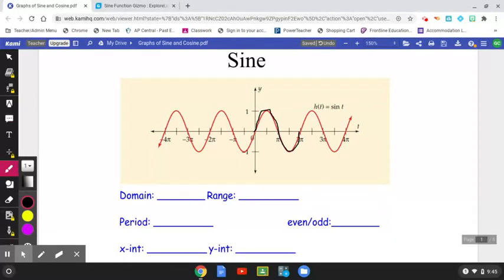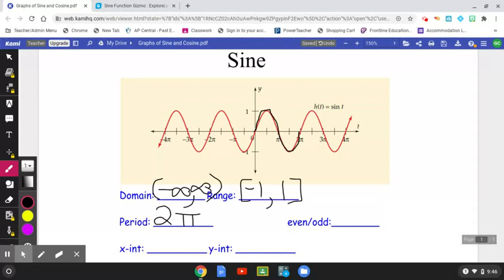Well, the domain of sine is all real numbers. The graph keeps going in both directions. So we'll say negative infinity to infinity. Okay, what is the range? Well, if you read the graph from bottom to top, you'll notice that your y values start at -1 and stop at +1. The period, as we've said, is 2 pi.